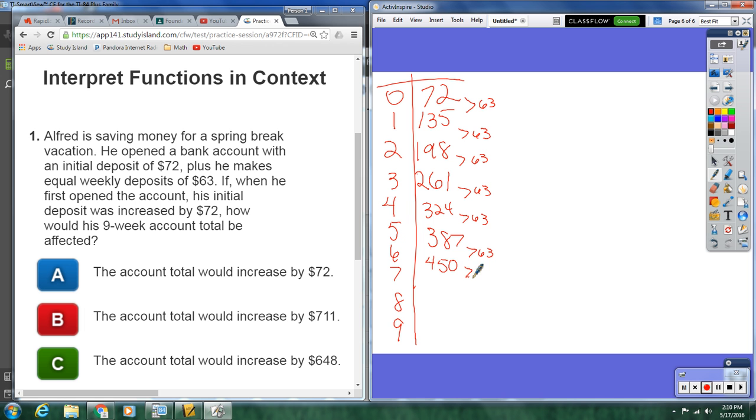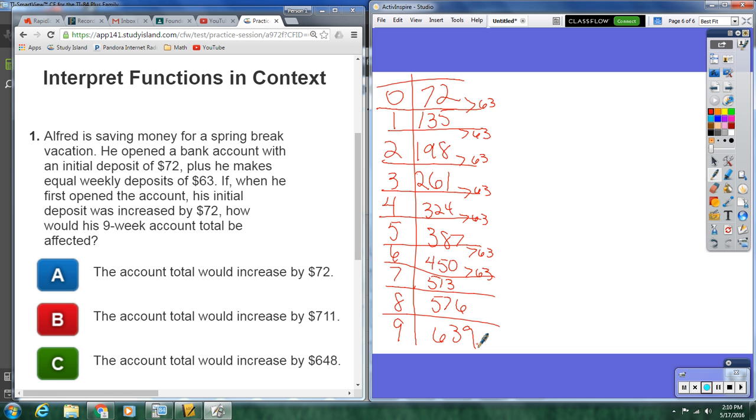Are we all on the same? I have to keep my lines straight here. So plus 63? What is 513 plus 63? 576 plus 63? 639. All right, so that's what he initially had.